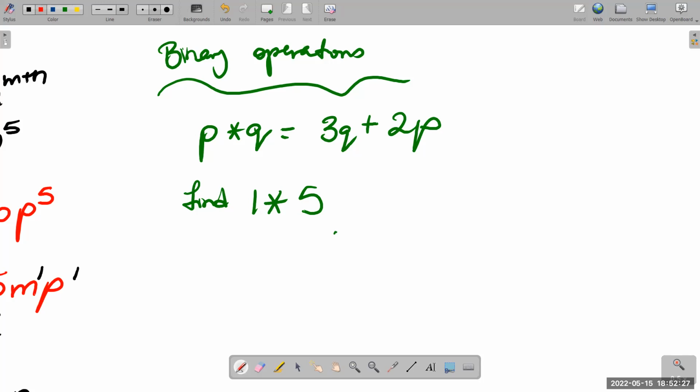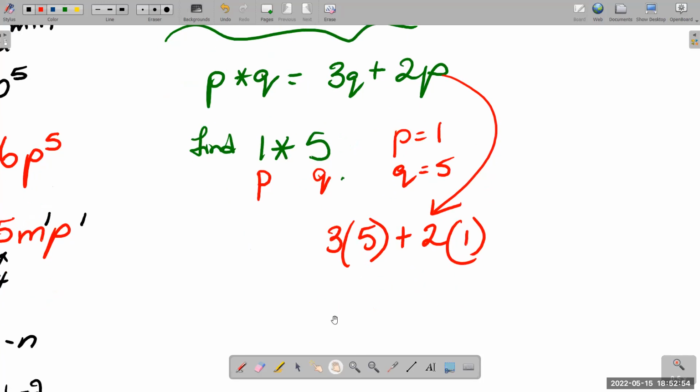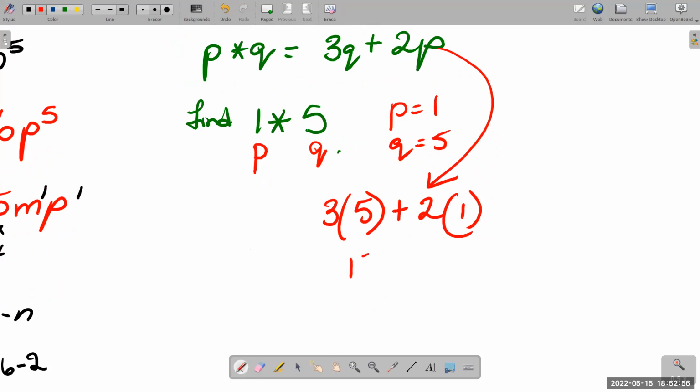So here, which one is the P? The 1 would be the P. Agree or disagree? And the Q would be the 5. So P is equal to 1 and Q is equal to 5. What does the equation tell us to do? The equation said to multiply Q by 3. And what is Q? 5. Plus 2 times P. What is P? 1. So 3 times 5 is 15. 15 plus 2 is 17.